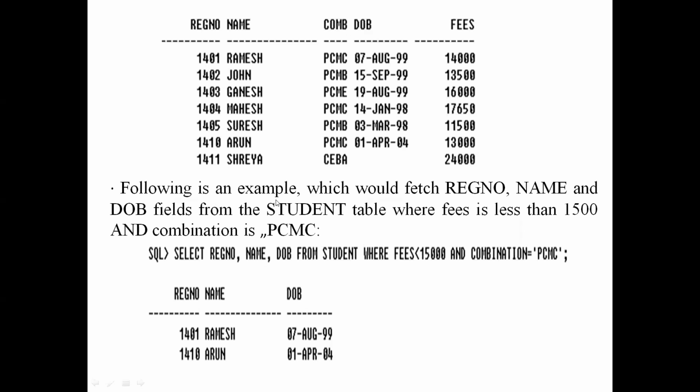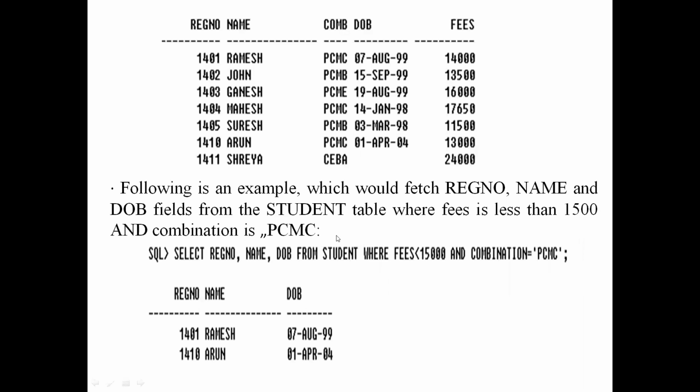The following is an example which would fetch the roll number, name, and date of birth fields. It means we are fetching only selected fields' data from the student table where the fees should be less than 15,000. Make it 15,000. What example have you taken? 15,000 only, a 0 is missing here. We'll add that 0: 15,000. And the combination must be PCMC.